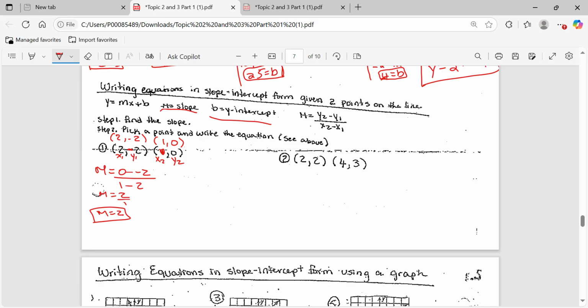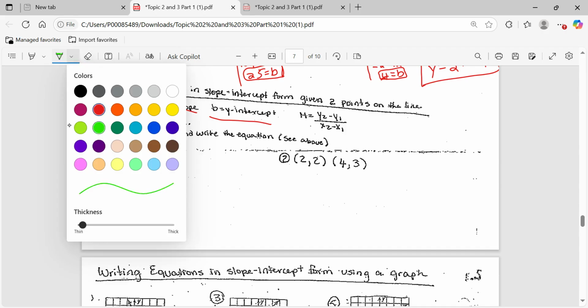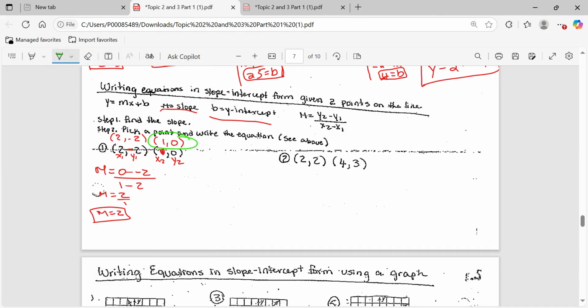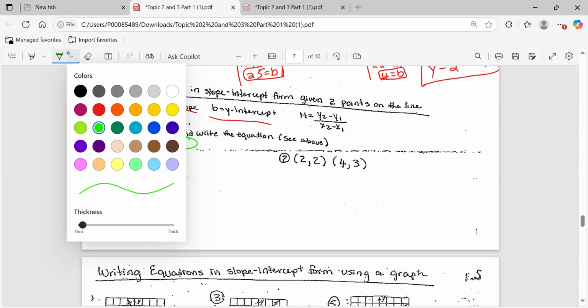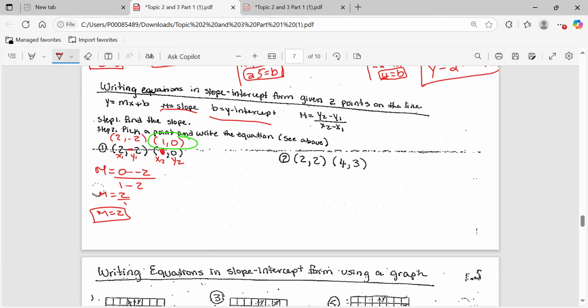I sometimes, though, like to use the easy point, especially if they have a 0 in there. So I'm going to go ahead and I might pick this point. Doesn't matter which one, but you just have to pick a point. So now I'm going to use my equation. y is equal to mx plus b. I know that my m is 2 because I just found it. And this is one of those problems, there's a couple like it, that will give a domino effect. If your slope is wrong, then the second part is going to be incorrect as well. So we just want to make sure that we're careful.